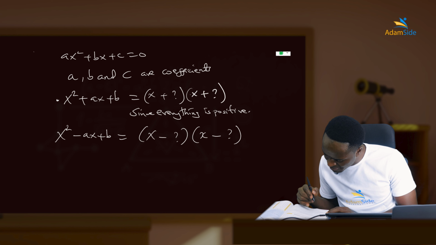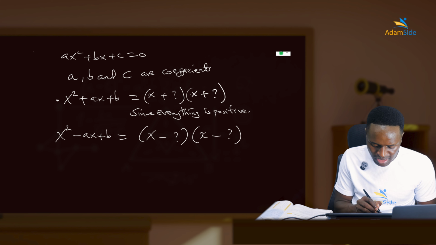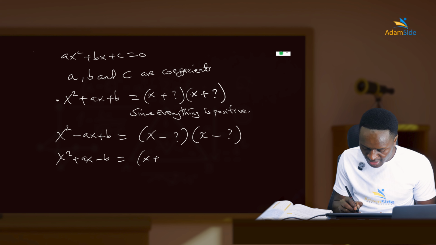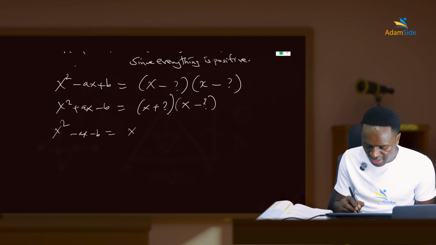And then when the second sign is a minus, the signs in the brackets are different. How? We have x squared plus ax minus b, which will give you x plus something, and then x minus something. If it's x squared minus ax minus b, what happens? The first bracket will be x plus something, then the second bracket will be x minus something.